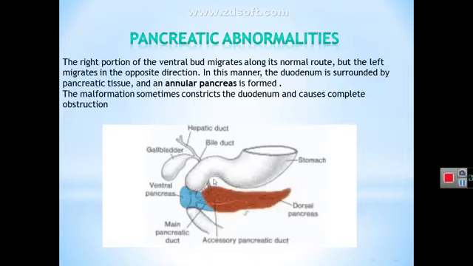Pancreatic abnormalities. An annular pancreas. The right portion of the ventral bud migrates along its normal route, but the left migrates in the opposite direction. In this manner, the duodenum is surrounded by pancreatic tissue, and an annular pancreas is formed. The malformation sometimes constricts the duodenum and causes complete obstruction.